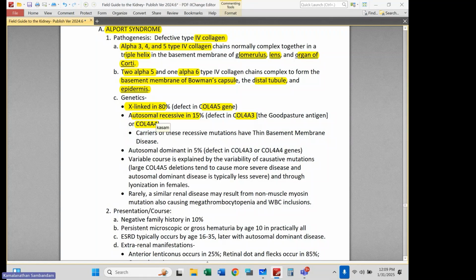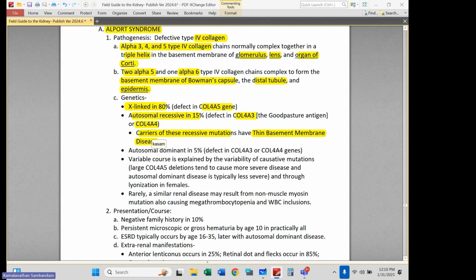Now, there are other forms of Alport syndrome that can arise from mutations in the alpha 3 chain or alpha 4 chain. This could have autosomal recessive inheritance, meaning you have to have mutations in both genes coding for alpha 3 chains, or both genes coding for alpha 4 chains. When you have a single mutation, not two, these individuals will often express what we call thin basement membrane disease.